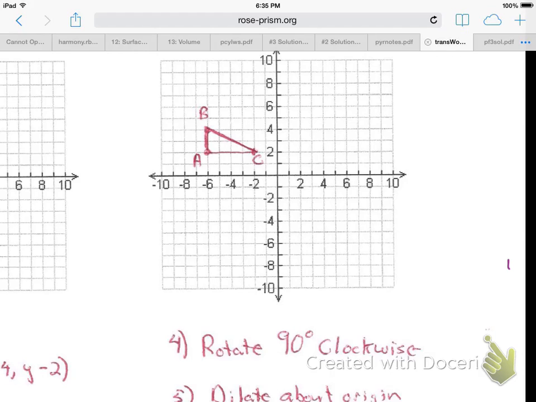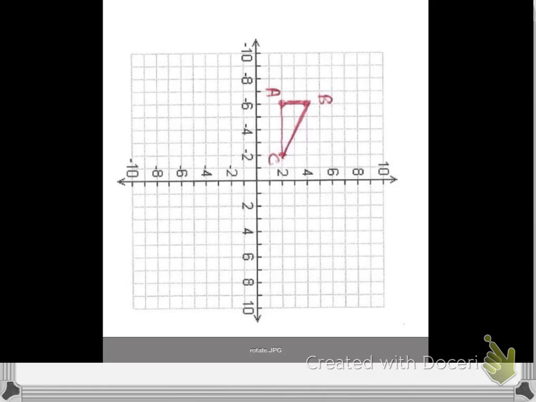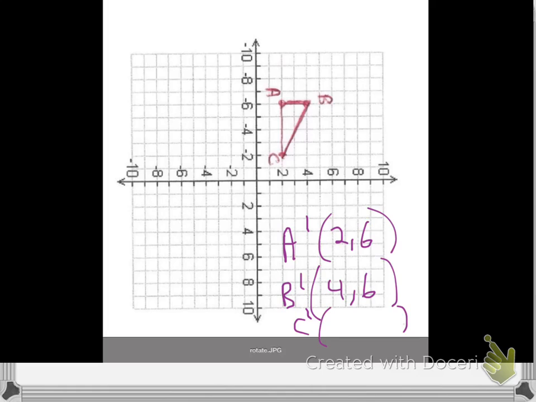I've already done it here on my next slide, so I'm just going to write down my new coordinates. My A prime now would be, it's over 2 and up 6, so that's 2, 6. My B prime is, it's over 4 and up 6. And my C prime, it's over 2 and up 2. So those are the coordinates that I'm going to carry back after I turn this thing right side up.